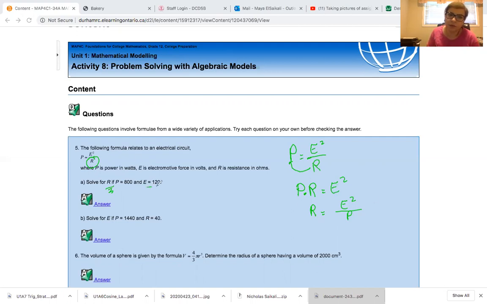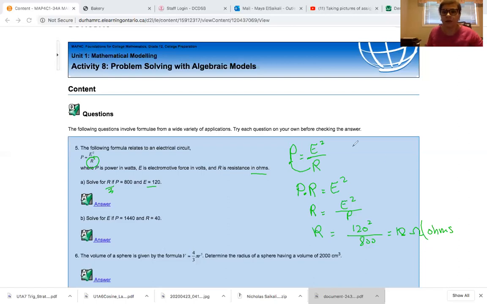I can plug in the values for E and P, and that's going to be R equals E squared, so that's 120 squared over 800. On your calculator, you do 120 squared first, because exponent first, and then divide that by 800. And that's going to give you a resistance of 18. Remember, because the resistance is in ohms, you're going to have to make sure that you include your units, which is ohms. This is the symbol for ohms, or you can write ohms. Okay.